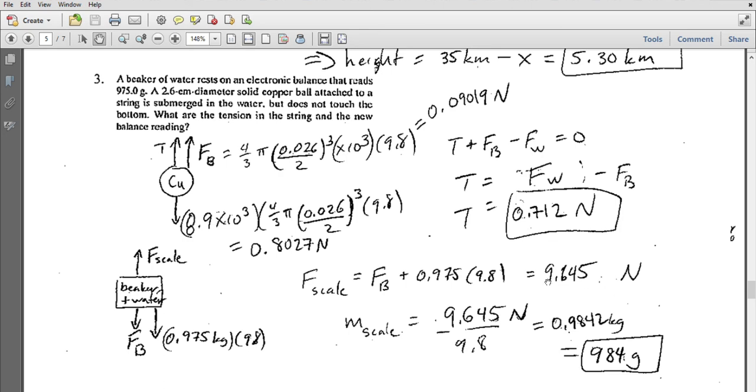The scale reading is 9.645 newtons if it read in newtons. Now it actually reads in grams, so let's see. This force that we've computed here is equal to some unknown m times little g, and therefore the unknown m is that force divided by little g. That I've gotten here in kilograms. This scale reads in grams, so I've got to convert that new kilogram reading to a gram reading, 984 grams. So it's changed a little bit. It reads a larger mass reading after you've submerged the copper ball.